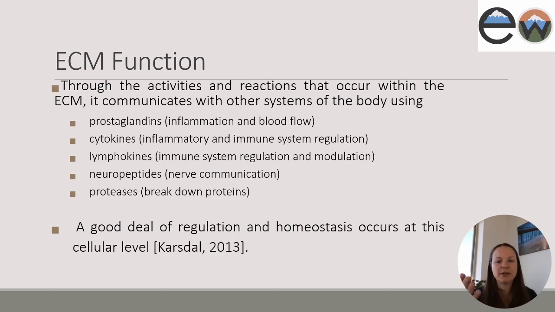So I just like to throw science out there, so we know that we're all still talking about the same thing. We're on the same page. There's a lot of inflammatory mediators that exist in the extracellular matrix that we actually use for communication if they're functioning appropriately, right? Prostaglandins have to do with blood flow. Cytokines do lots of different things, but this is just a little summary, a bullet point, right? Cytokines work with immune system regulation, lymphokines, immune system as well. Neuropeptides, nerve communication, and proteases break down proteins. There is so much regulation and homeostasis that occurs at the cellular level within the matrix.